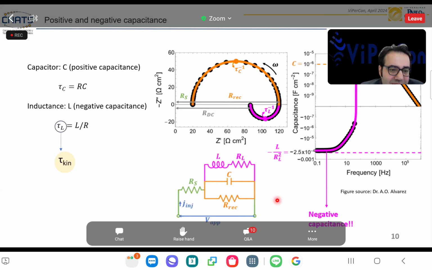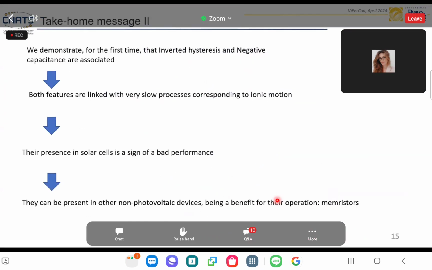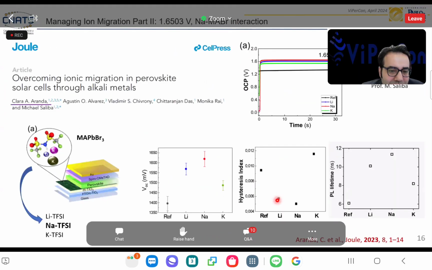So here is another question by Bidisha Nath. She's thanking you. And then the question about all these alkali metals: do their ionic radii and interaction volume play a role when they migrate into the TiO2?